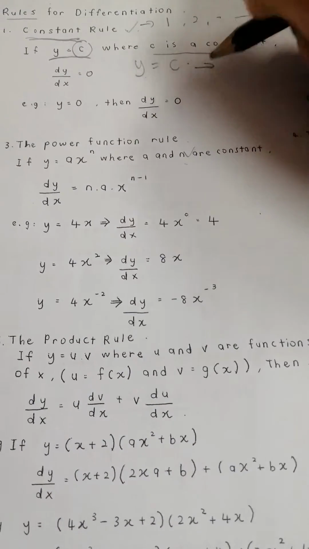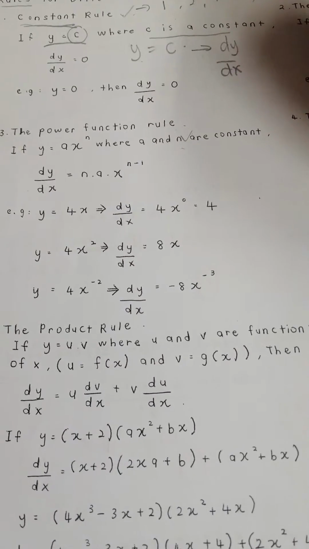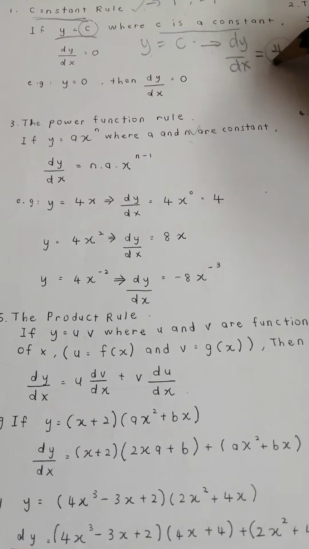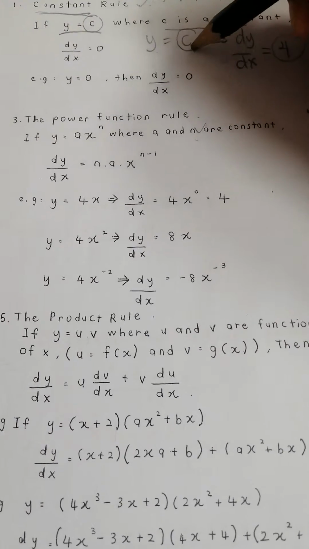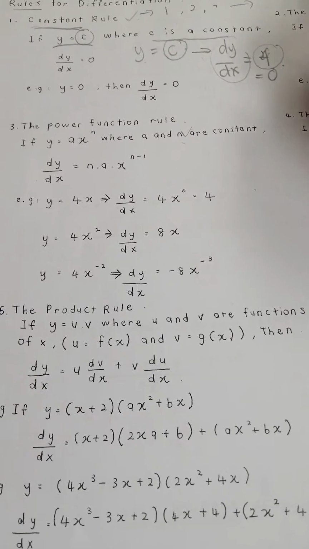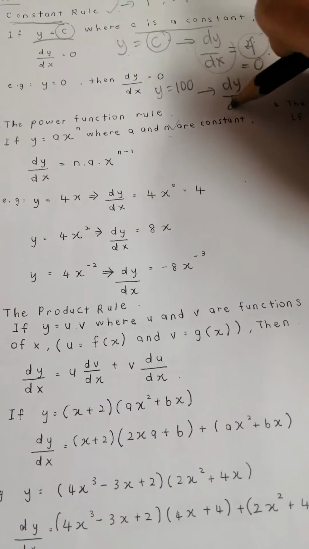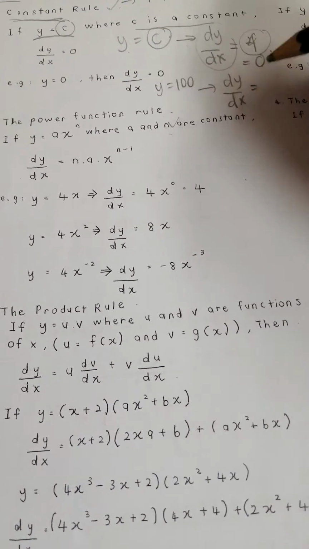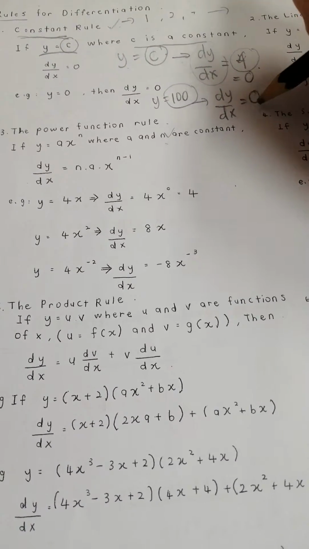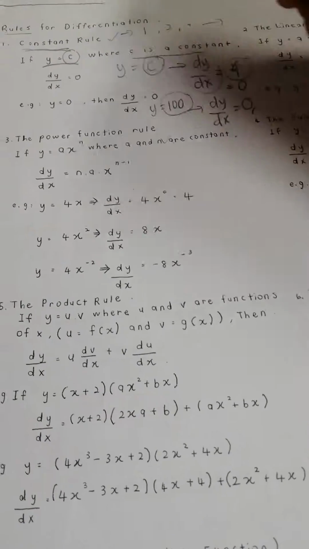So y, if we differentiate y, become dy dx. So for example, soalan dy dx equal to 4. So kalau this one is the constant rules, for example this one is the constant, the differentiation must be equal to 0. Okay, for example y equal to 100, differentiate y equal to dy per dx will be equal to 0. So any constant rules, any constant will be after differentiate will be 0. Okay, that's why it's one rules.